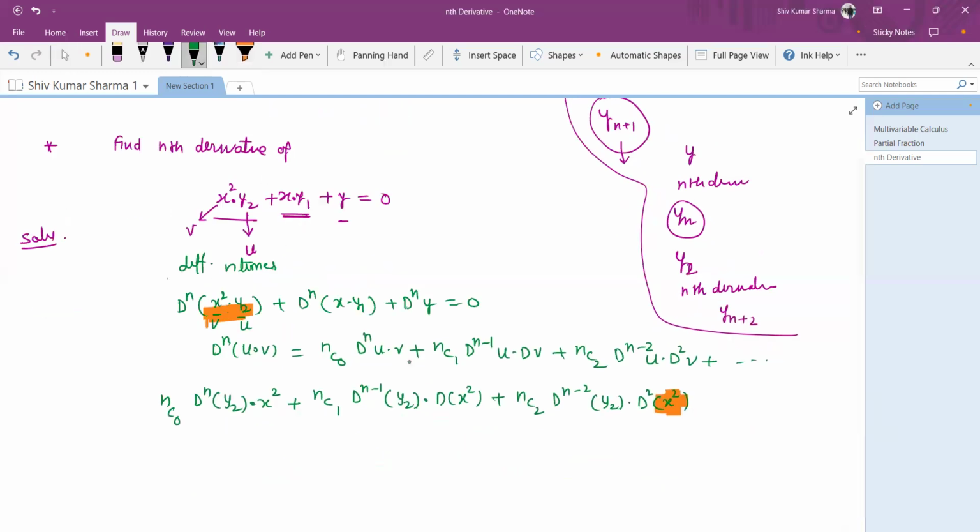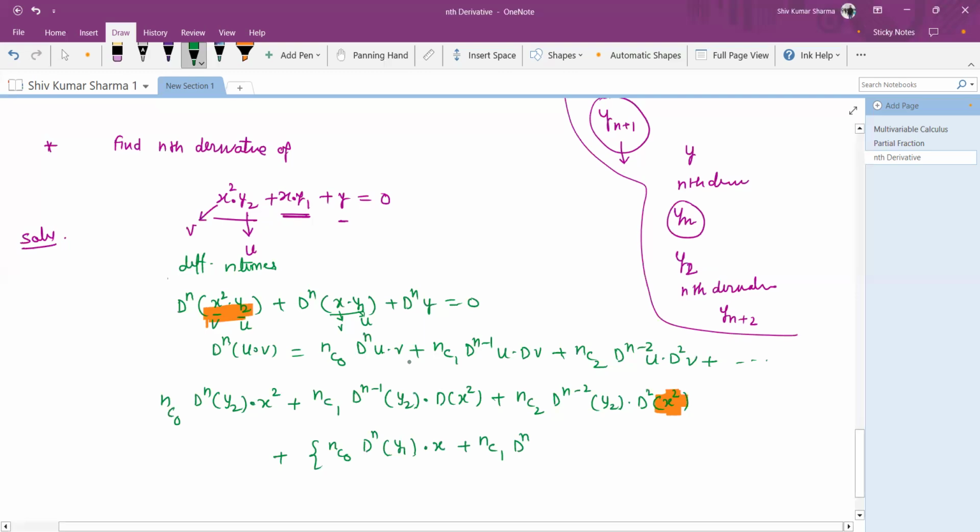Now we apply the Leibniz theorem for the second term separately. So for the second term we write nc0 d raised to the power n into u, here we consider u as y1 and v as x, into v means x, plus nc1 d^(n-1) into y1 into dv means dx. So differentiation of x is 1, further derivative will be 0. Okay, so we stop the Leibniz theorem here and write down the last term.